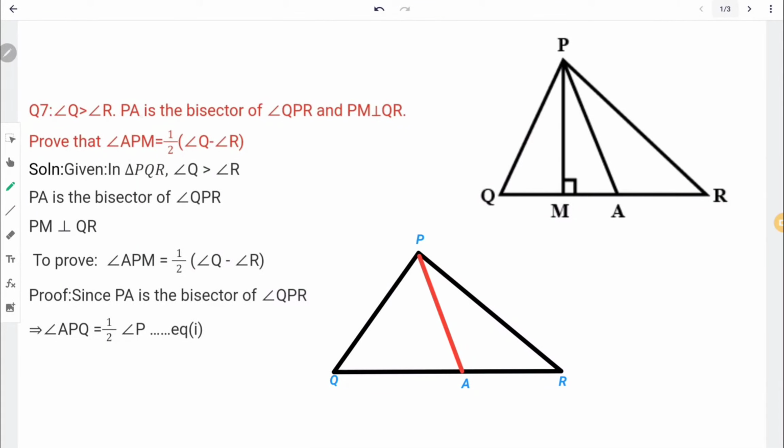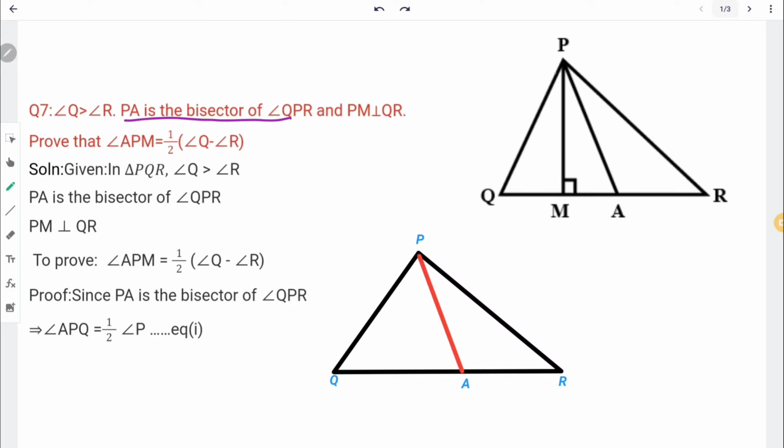Okay, 6.3, the last question, question number 7. Angle Q is greater than angle R, and then they've given us PA is a bisector of angle QPR. So when you look here, remember, this is the bisector of angle QPR, the whole thing, right? Which means 2 equal halves. This is equal to this, right? 2 equal parts. Just remember that.